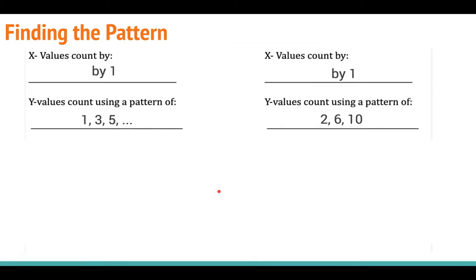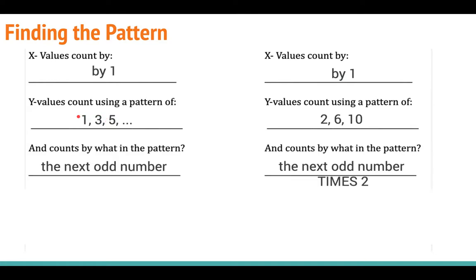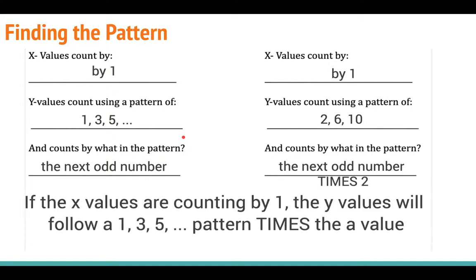So if you notice in the first column, the y values are in the pattern of 1, 3, 5, 7, 9. Those are all the odd numbers. In the second column, it's 2, 6, 10. It's always the next odd number times 2. So the rule for this is if the x values are counting by 1, the y values follow a 1, 3, 5 pattern times the a value.